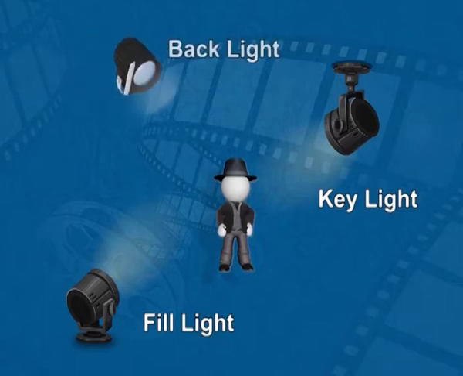Finally, a backlight is angled down onto the subject from behind to separate the subject and the background. The backlight emphasizes the shape of the subject. The key light and backlight generally have the same intensity. However, the backlight may need to be reduced depending on the subject's hair color. The fill light is usually 1/2 or 3/4 the intensity of the key and backlight.